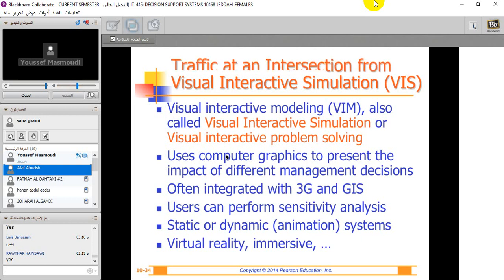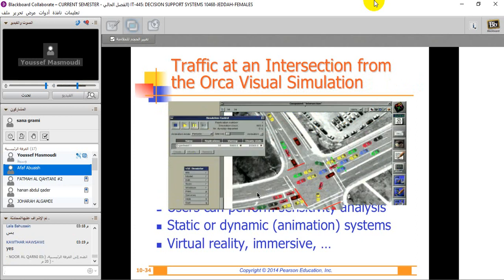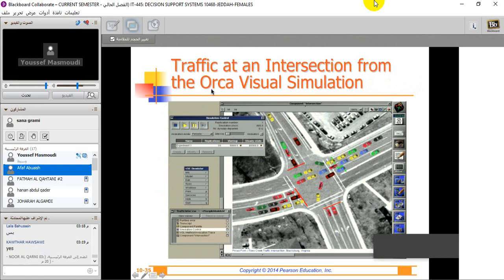Virtual reality, immersive. Here you have an example of traffic at an intersection from the ORCA visual simulation. So here we are using the software called ORCA visual simulation. Here we draw a cross between two roads, and we can give some parameters, okay? We give parameters using these tools that we have on the left and on the right, like, for example, the number of cars coming, the time of the red light, the time of the green light.